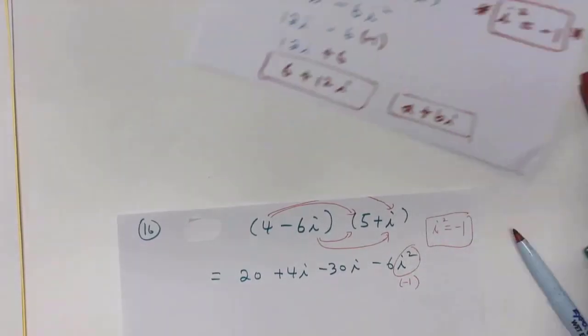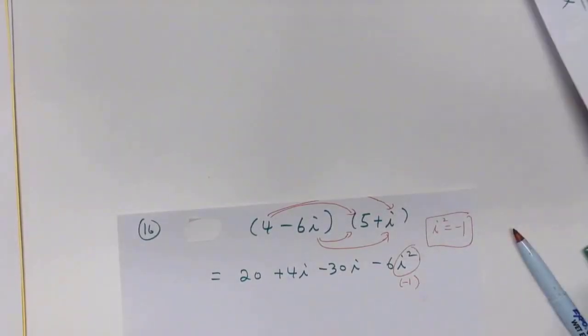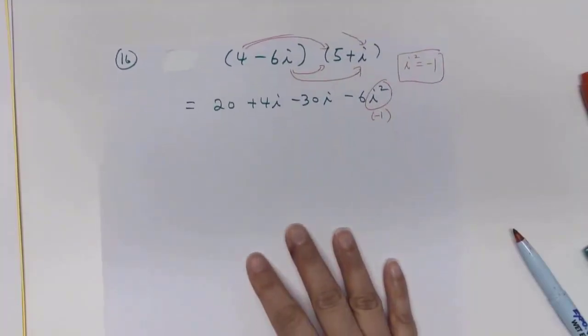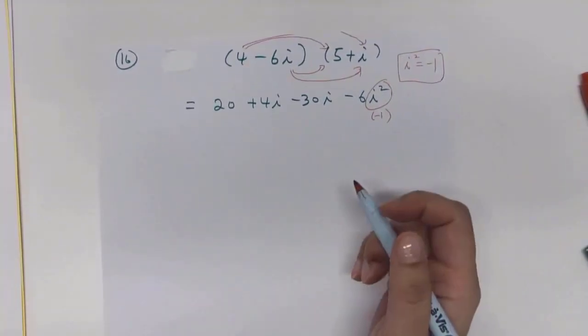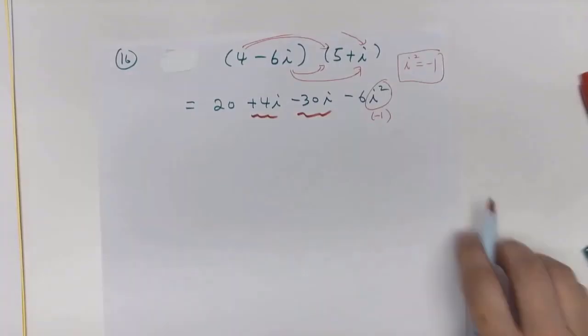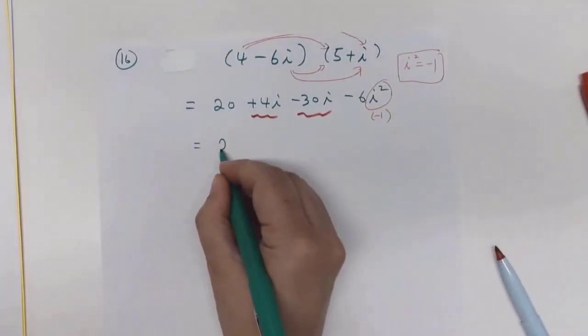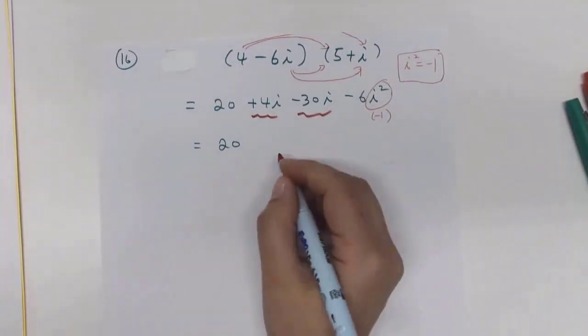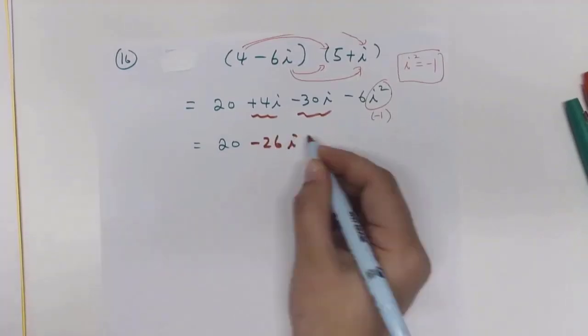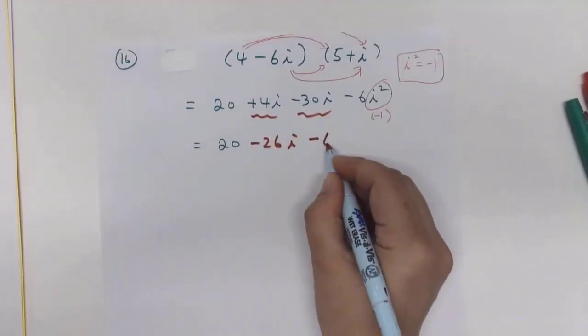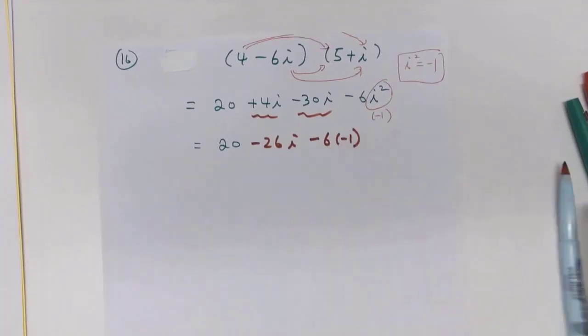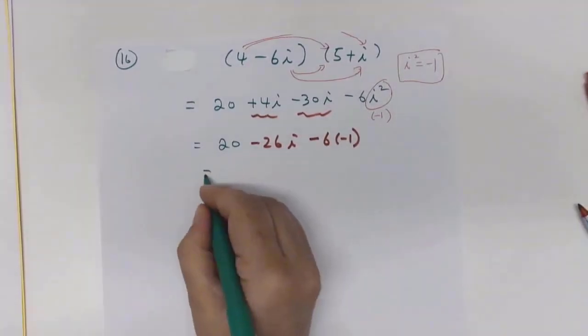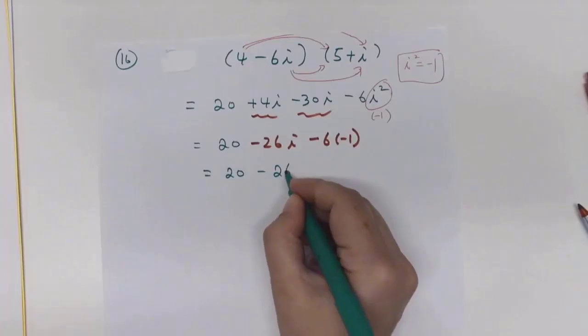And then we also have like terms to combine. What are the like terms that we are combining? Yeah, that will give me negative 26i. And then this was -6 times -1, right? So this would be 20 minus 26i.